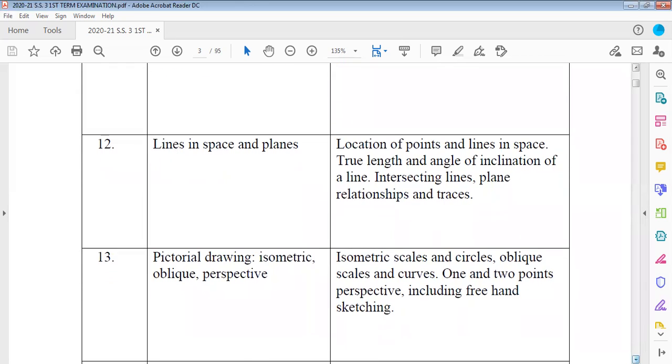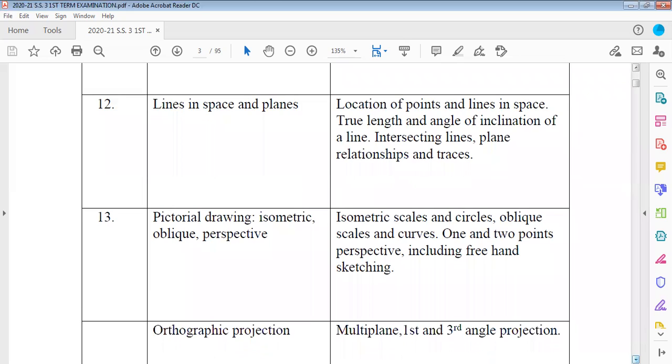Then, number 13, we have pictorial drawing. Under the pictorial drawing, we taught how you can construct isometric objects. How you can construct isometric circle, isometric curves, and also there you'll be taught oblique drawing and also perspective drawing. So oblique drawing and perspective drawing, you'll be taught the types of oblique drawing, cavalier and cabinet oblique drawing. You'll be taught over there.